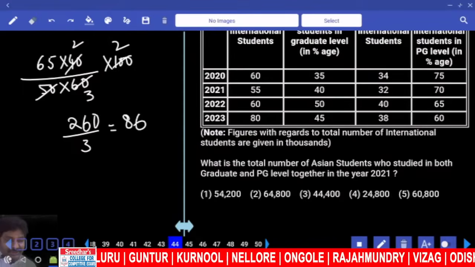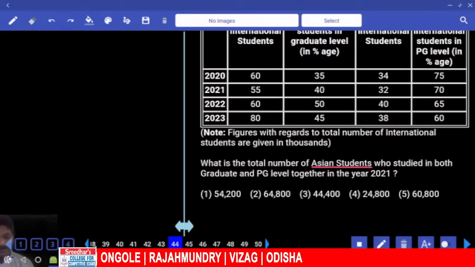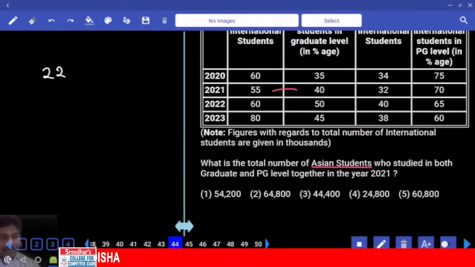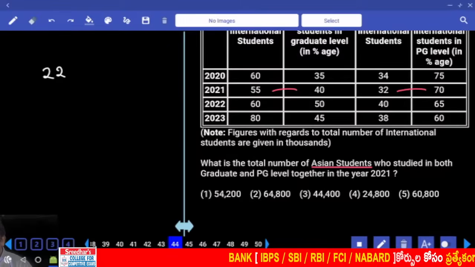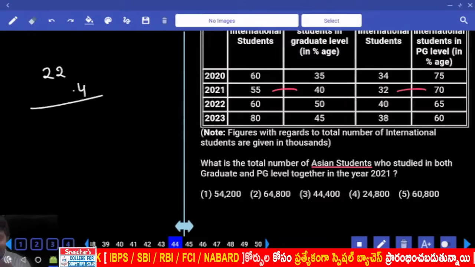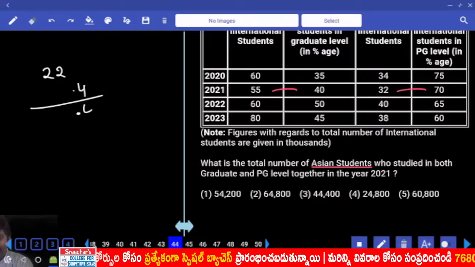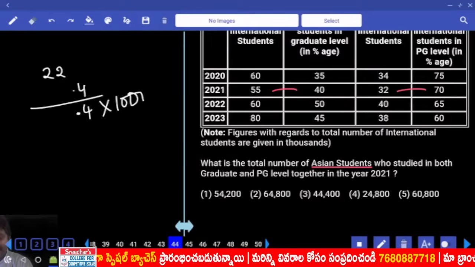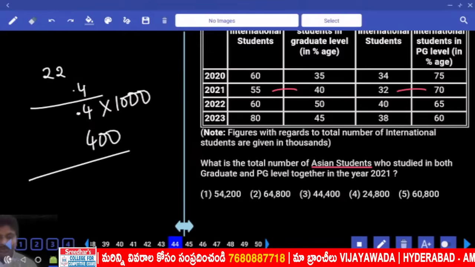What is the total number of Asian students? Again, the question is about Asian students who studied in both graduate and PG level together in the year 2021. 2021 graduate 40%, which is 22. And then PG 70%. What is 10%? 3.2 into 7 will give you 70%, right? Come on. 3.2 into 7 ends with, is it 4 or 0.4? So go to the options and see how many are there. See, you know that this is ending with 0.4 and all the numbers are in thousands. So you have to multiply it by 1000. Then the answer should end with 400 only. How many options are there? Only one. Done.